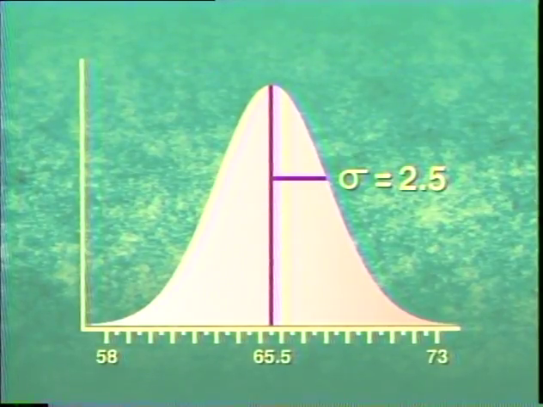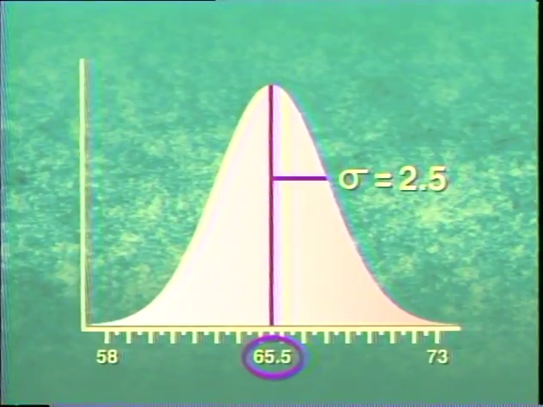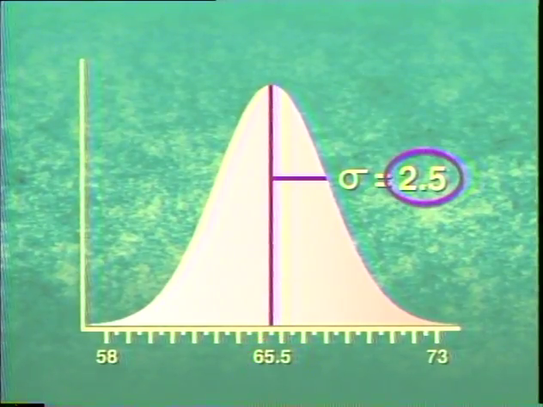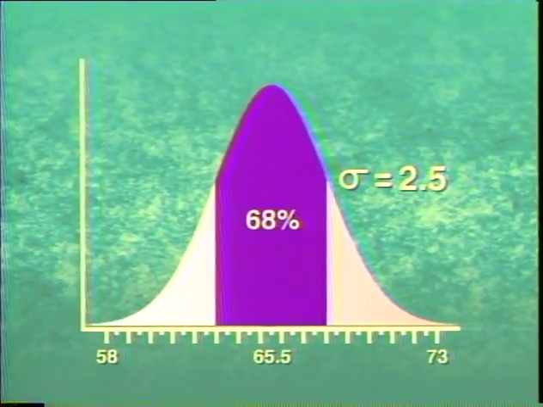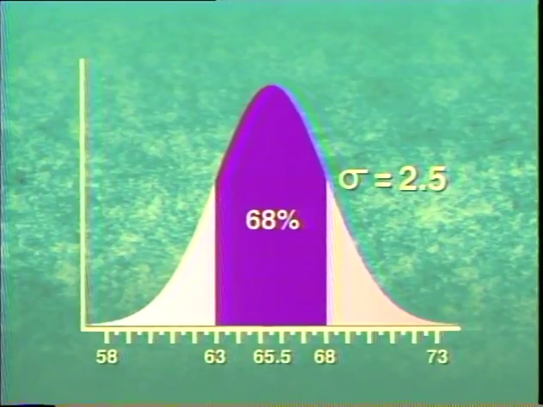Let's use this rule on the curve describing the heights of young women. We said that the mean was 65.5 inches and the standard deviation was 2.5 inches. Now we can immediately tell that about 68% of women are between 63 and 68 inches tall.